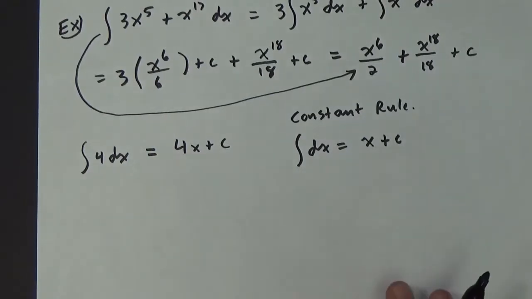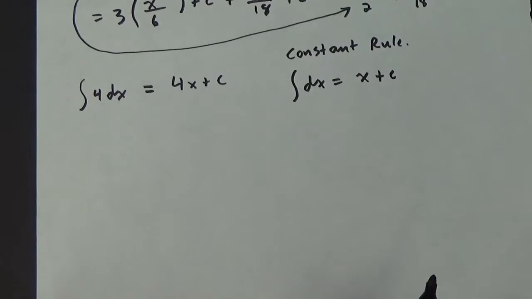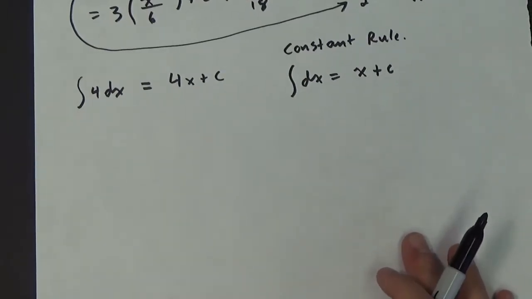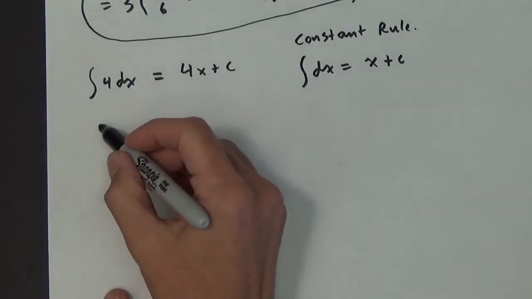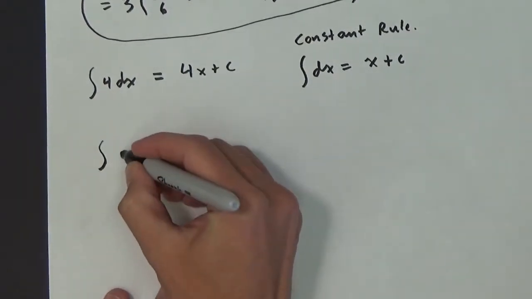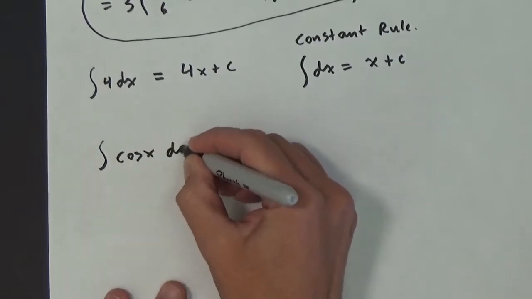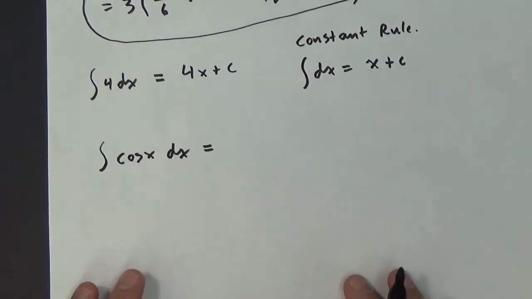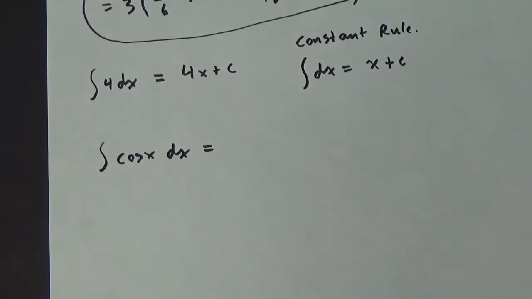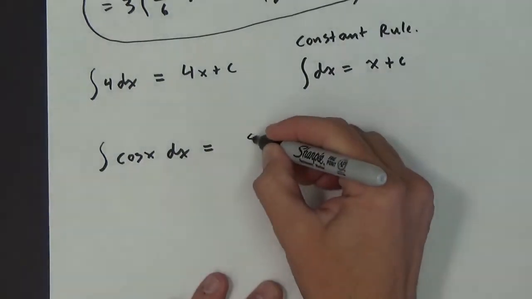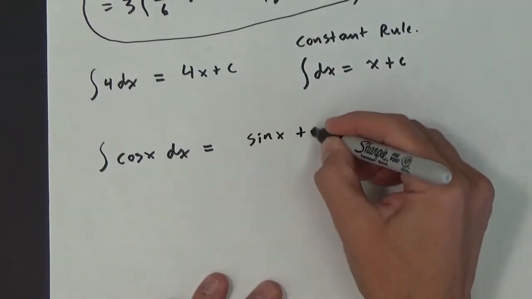All right, now let's go on to a couple more. And these rules have to do with the sine and the cosine. So let's say we have, what is the integral of the cosine of x dx? Okay, so this one's interesting. We have to think, well, we have the cosine of x, so what is it whose derivative gives us cosine? In this case, it's sine. The derivative of the sine is the cosine. So we end up with the sine of x plus c.